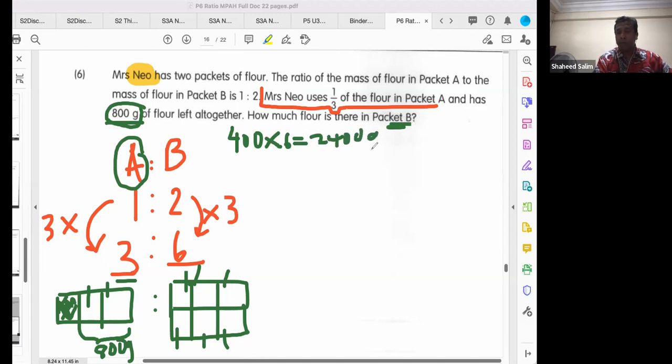But you must be confident enough to label this drawing. Look, Mrs. Yo uses 1 out of 3. So she's left with 2 out of 3. And this 2 out of 3 is equals to 800 grams. So what is 1 unit? 800 divided by 2. You get 400. Now, do you want to find how much flour in B? 1, 2, 3, 4, 5, 6. 6 times 400. Why? 1 is 400. Yeah, 2,400.